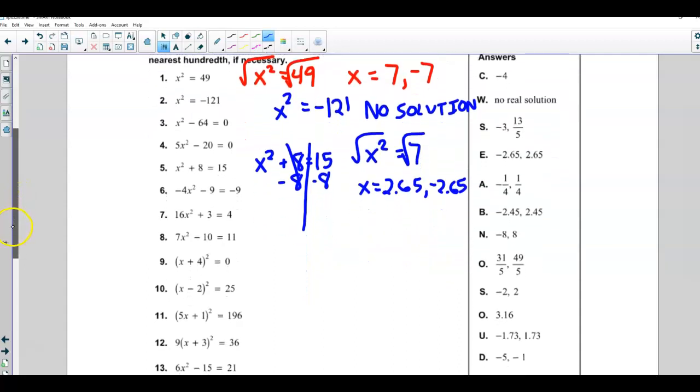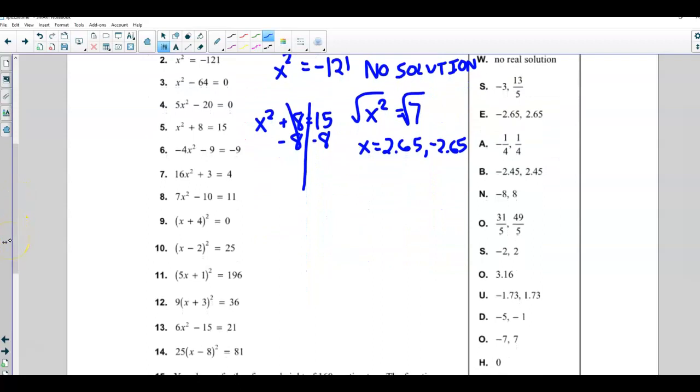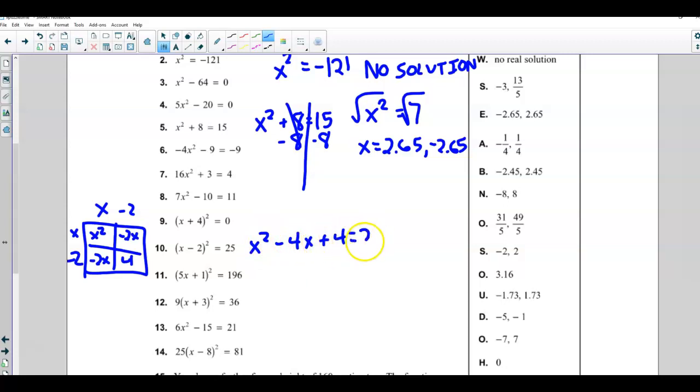Going down to number 10 here. So number 10, we have x minus 2 squared equals 25. So kind of the same thing then. I'm going to make my Punnett square, going back to chapter 7. So x minus 2, and then x minus 2. So that'll give me x squared. X times negative 2 is negative 2x. X times negative 2 is negative 2x. And then negative 2 times negative 2 is 4. So once I combine those negative 2x and negative 2x, I'm left with negative 4x plus 4 equals 25.